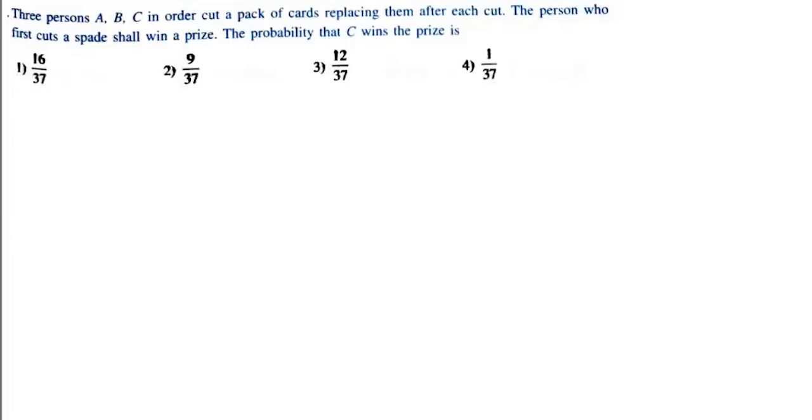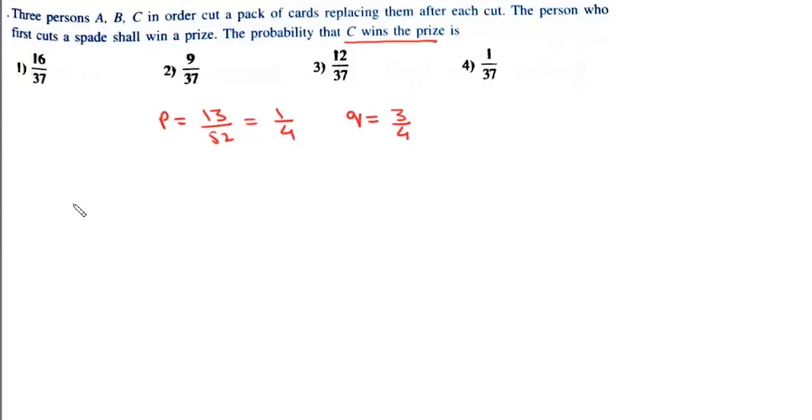Now here the question is, 3 persons A, B and C in order cut a pack of cards, replacing them after each cut. The person who first cuts a spade shall win a prize. Find the probability that C wins the prize. Now any person who is going to cut a spade is going to win a prize. So the probability of winning a prize, now we have 13 spades and total we have 52 cards. So probability of cutting a spade is 1 by 4 and probability of not cutting a spade is 3 by 4.